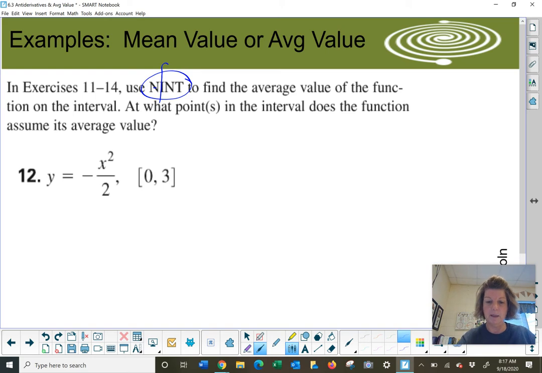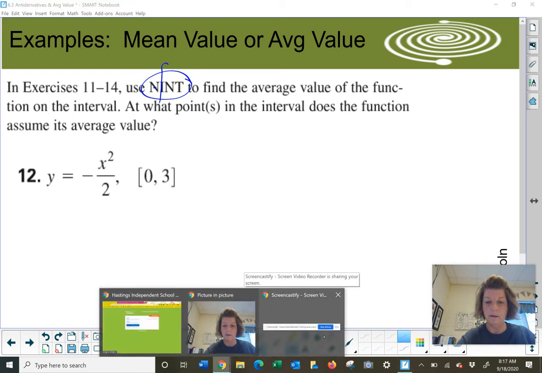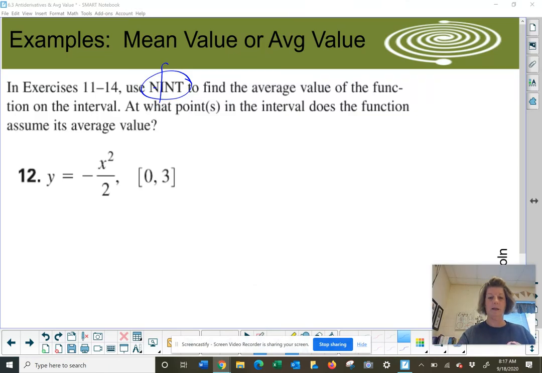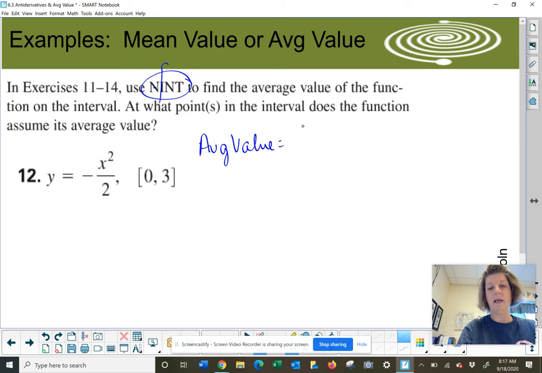So let me hit pause if I can. Maybe I can't. I don't think I can get to it, guys. All right, you get your calculators out. You are going to set this up just like always. Average value will equal 1 over b minus a, so 1 over 3, integral 0 to 3 of negative x squared over 2 dx. That looks messy, and I am going to clean that up.